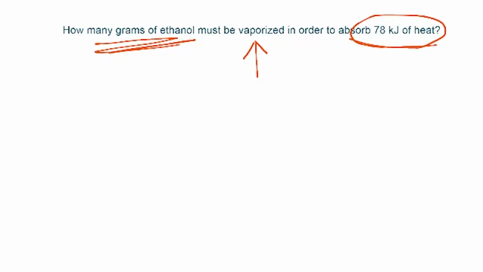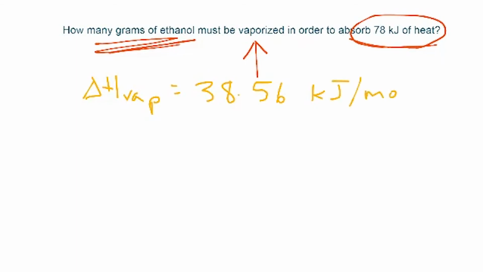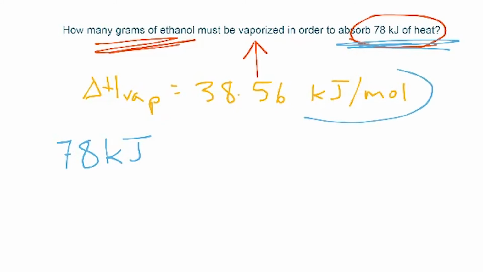And when we do that, we see that delta H vaporization is given as 38.56 kilojoules per mole. Now that we have our bridge, we're ready to do our unit conversion. So of course we always begin with the amount given. So in this case the amount given is these 78 kilojoules. We look up here at our bridge and we see that our bridge will go from kilojoules to moles, so let's go ahead and do that.